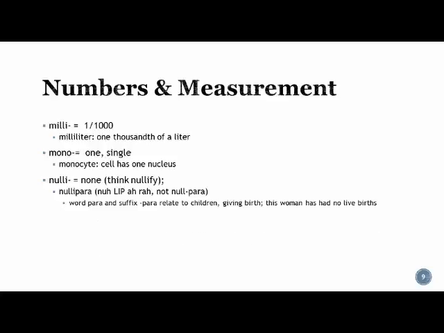Milli means one-thousandth. So a milliliter is one-thousandth of a liter. Mono means one or single. So a monocyte is a cell that has one nucleus. Nulli means none. So think nullify. Nullipara is someone who has had no children. So think para for parent. So nullipara, this person has not had any pregnancies and given birth.